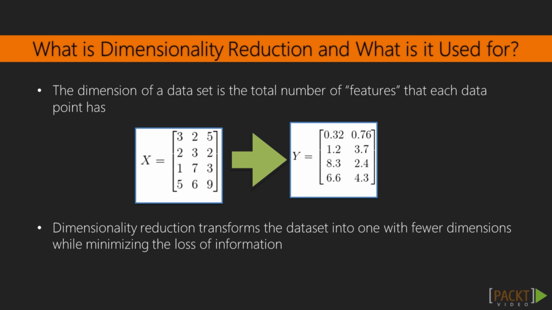A dataset is comprised of data points, which are each vectors of features. The size of these vectors is the dimension of the dataset. For example, if you look at the dataset matrix that we have denoted X, the data points are the rows, and as you can see, each data point is a vector of length 3. Therefore, the dimension of the dataset is 3. Dataset Y, on the other hand, has a dimension of 2. The problem of dimensionality reduction is to transform a dataset into one with fewer dimensions while minimizing the loss of information. For example, transforming a dataset like X into a dataset like Y.